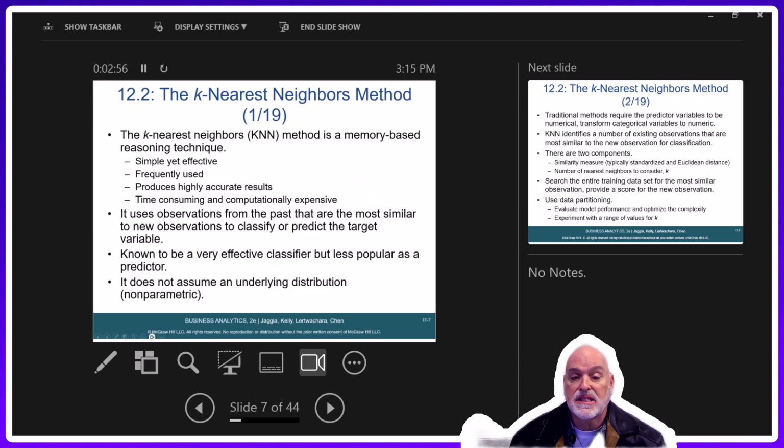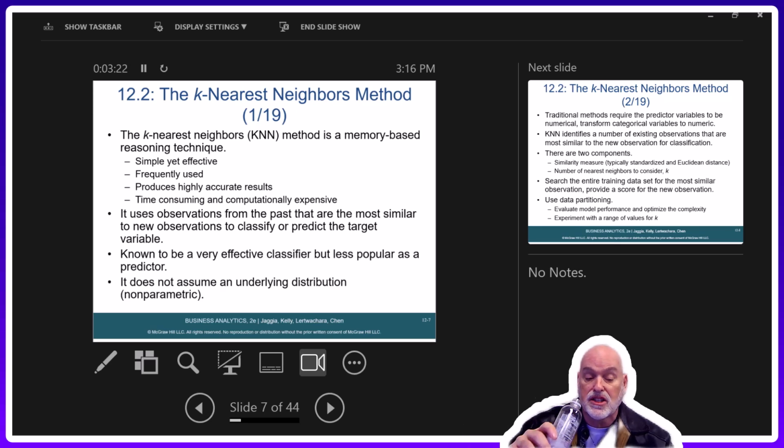The k-nearest neighbors, or KNN method, is a memory-based reasoning technique. It's simple yet effective, frequently used, and produces highly accurate results. Time-consuming and computationally expensive. It uses observations from the past that are the most similar to new observations to classify or predict the target variable. Known to be a very effective classifier but less popular as a predictor. It does not assume an underlying distribution, non-parametric.